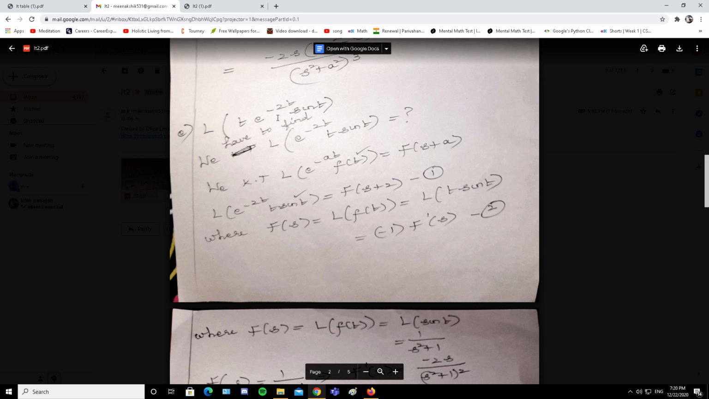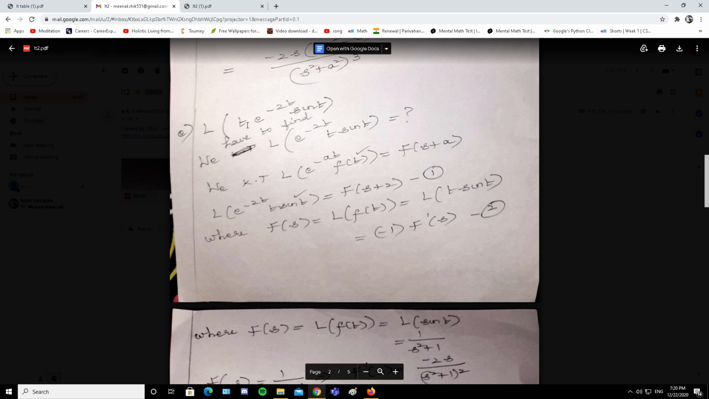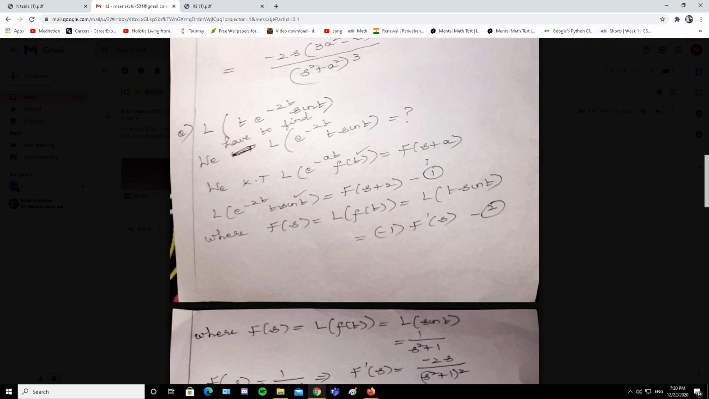I repeat, whenever you have to find Laplace of a product of 3 terms where you have both exponential and polynomial, use the shifting property first. So you have e power minus at. What is Laplace of e power minus at f of t? It is f of s plus a. So Laplace of e power minus 2t t sin t is f of s plus 2. So f of s plus 2 is the solution for us.